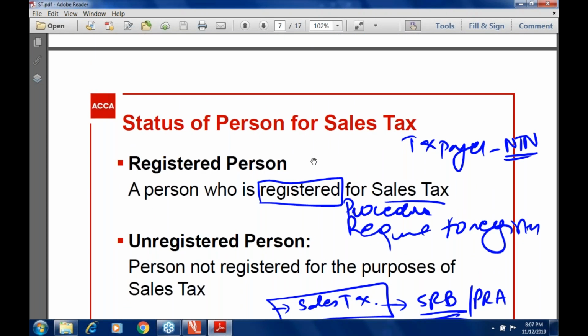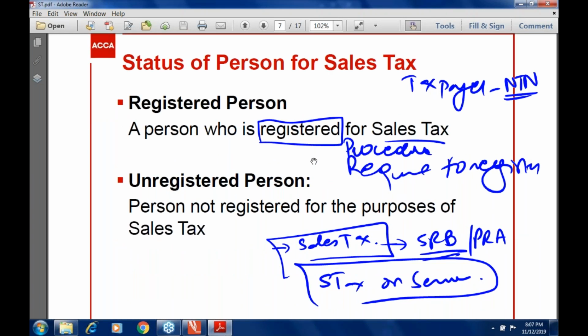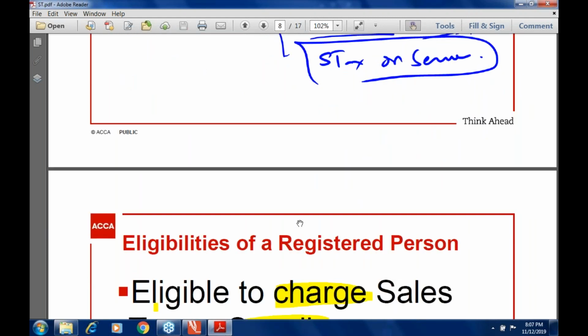Then we moved a bit forward. We talked about the concept of registered and unregistered person. I talked about this specific concept, that the registered person for sales tax actually means a person who is registered for sales tax. And when we talk about the unregistered person, what does it mean? A person who is not registered for the purposes of sales tax. So that's what we discussed.